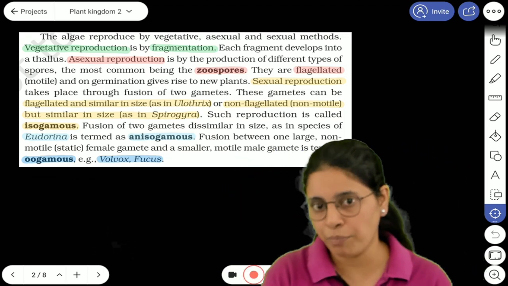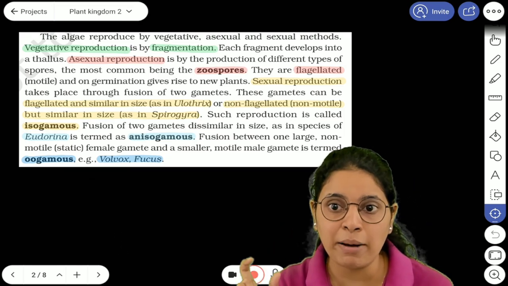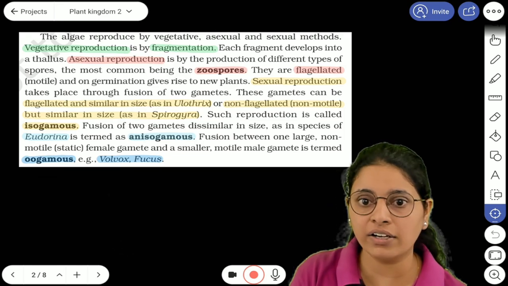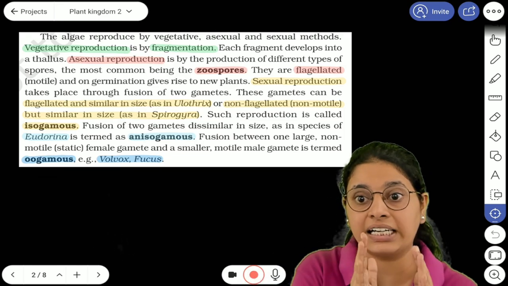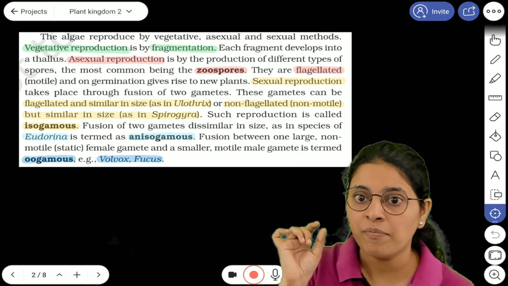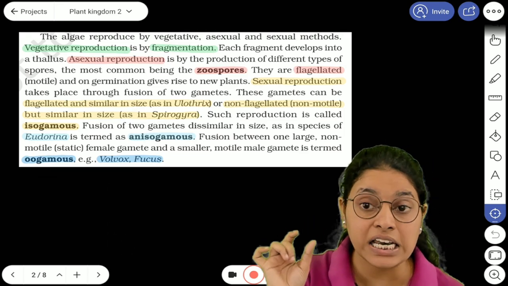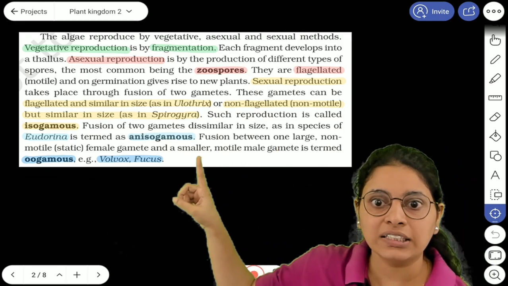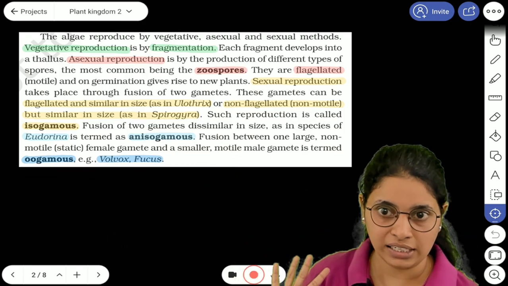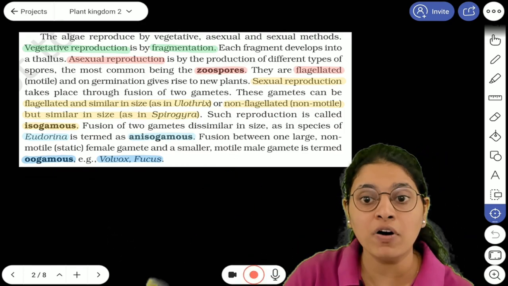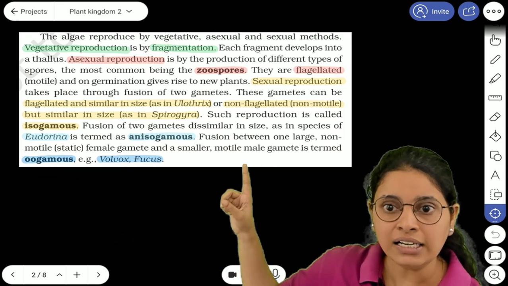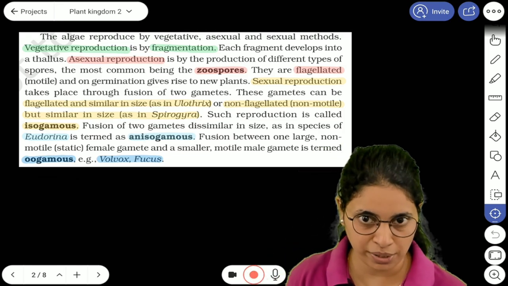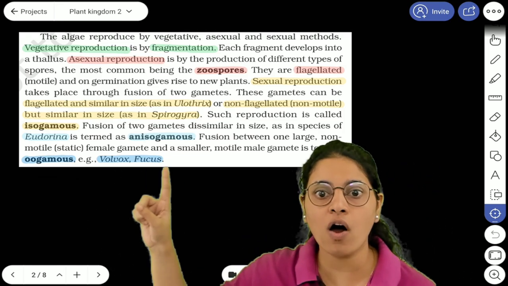Next, suppose the female gamete is large and non-motile. Non-motile means obviously no flagella are present. It is static, stationary. The female gamete is large and non-motile, and the male gamete is smaller in size and motile. It will move on its own and will have flagella. Then the sexual reproduction is termed oogamous sexual reproduction, and the examples are Volvox and Fucus.